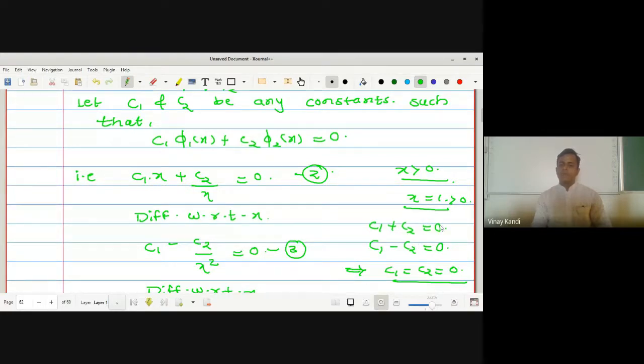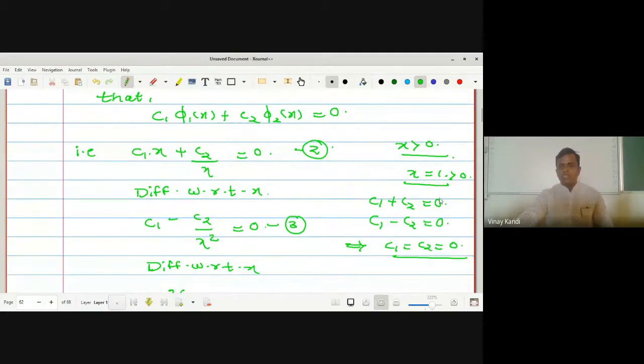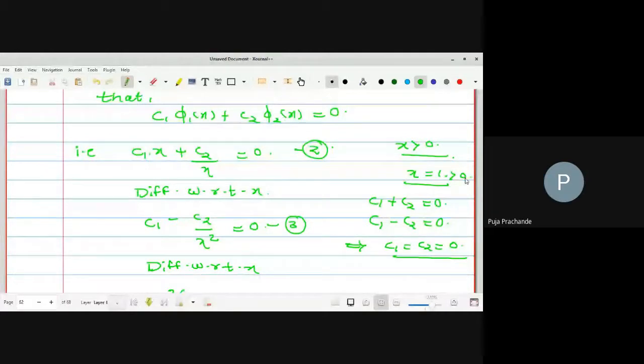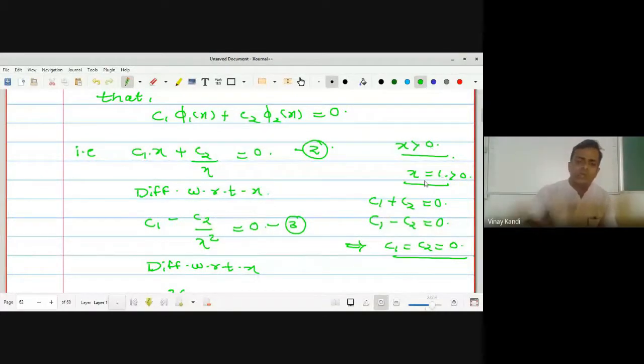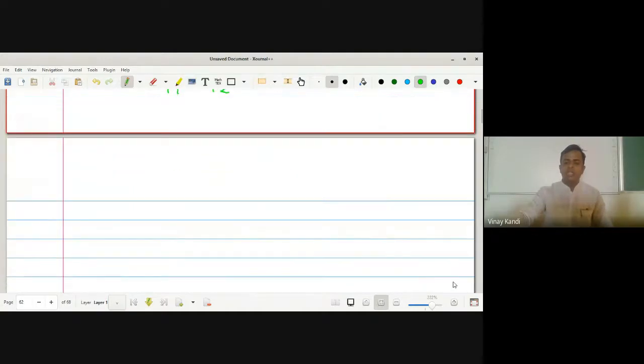Even at a single point, if the Wronskian is non-zero, then C1 and C2 are zero for x greater than 0, so they are linearly independent. Any doubt? No, sir. Okay, take any point with x greater than 0 and put it here. We get C1 plus C2 is equal to 0 and C1 minus C2 is equal to 0. Solving these two equations we get C1 is equal to C2 is equal to 0. Hence phi 1 and phi 2 are linearly independent solutions. Now the C part.